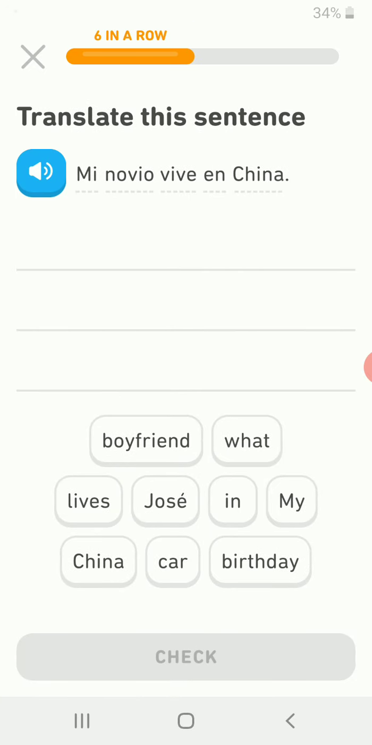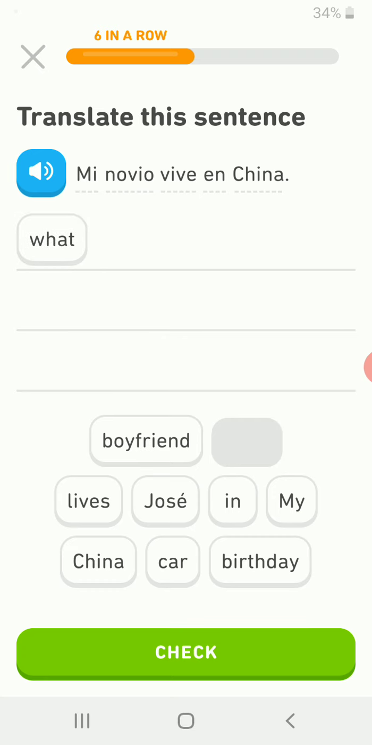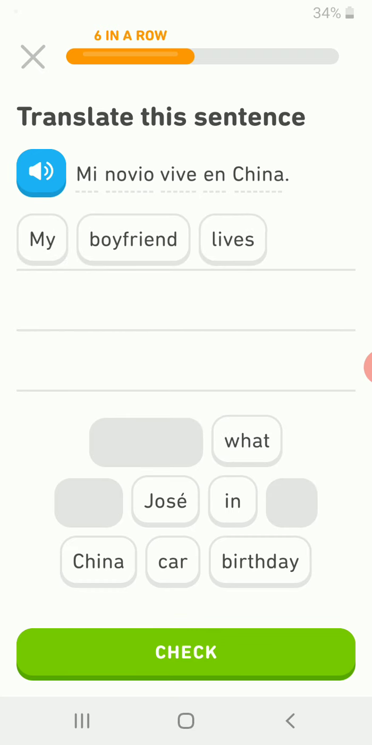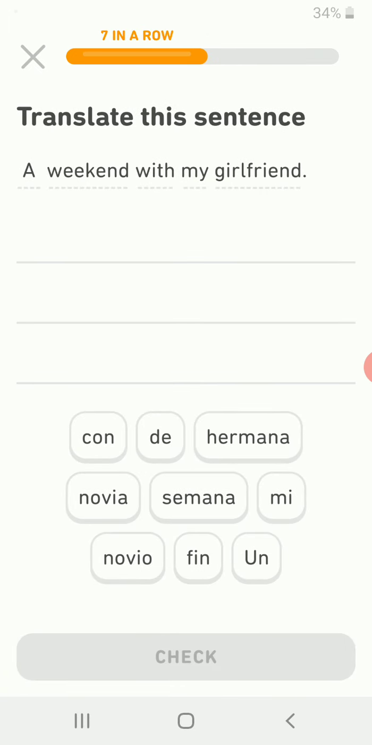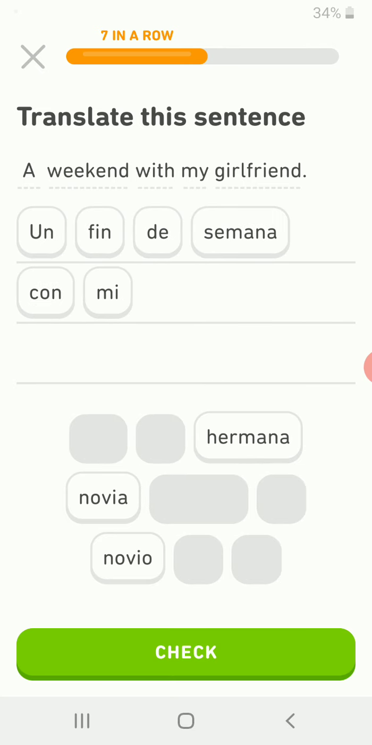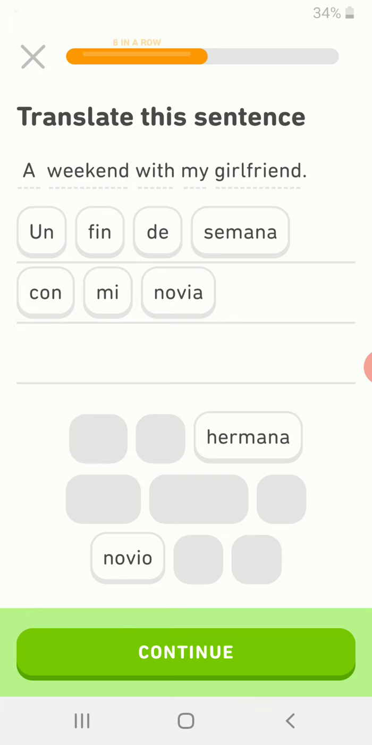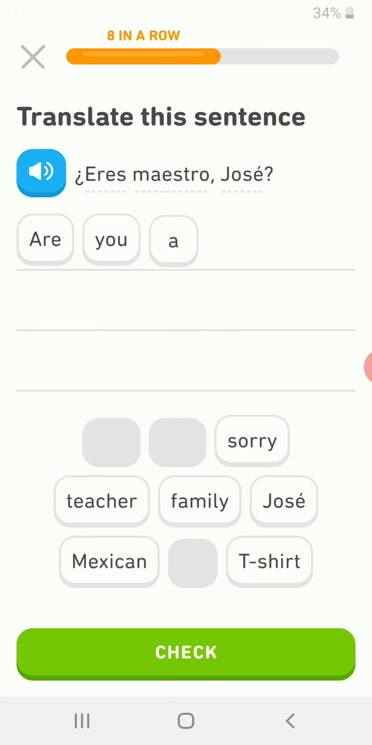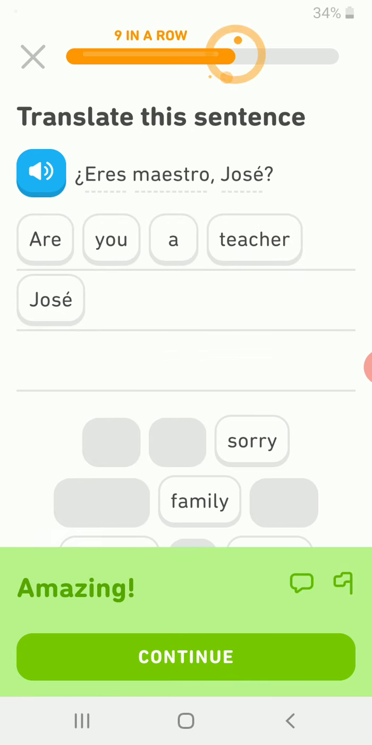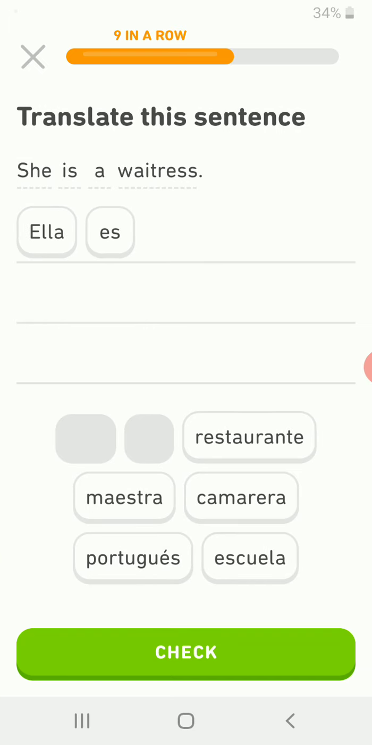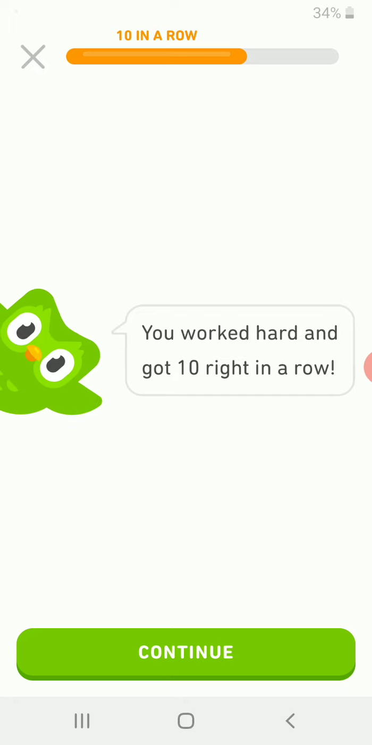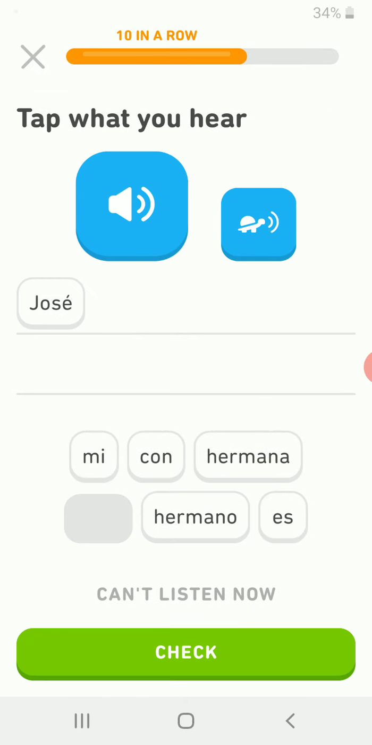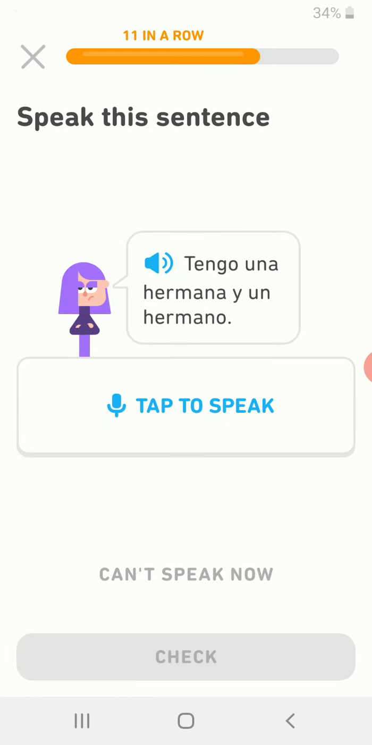Mi novio vive en China. So my boyfriend lives in China. And a weekend with my girlfriend: un fin de semana con mi novia, because it's girlfriend. ¿Eres maestro, José? Are you a teacher, José? And she is a waitress. Ella es camarera. José es mi hermano. Tengo una hermana y un hermano.